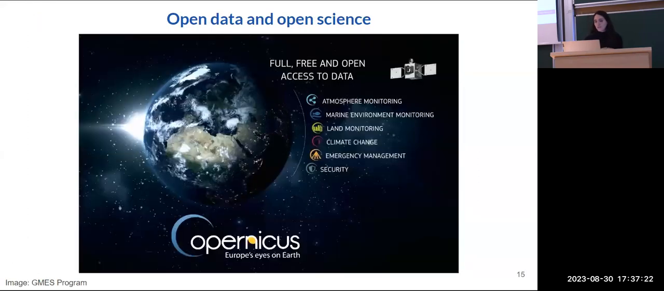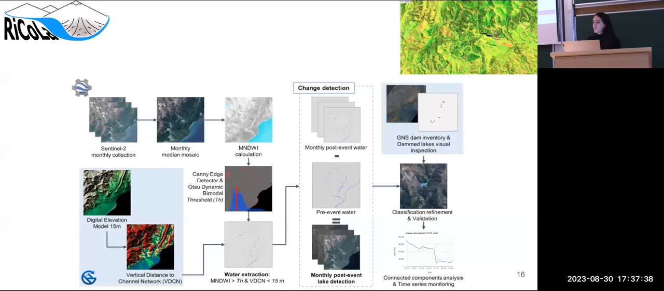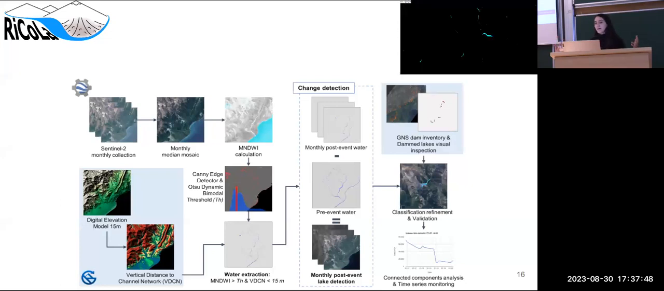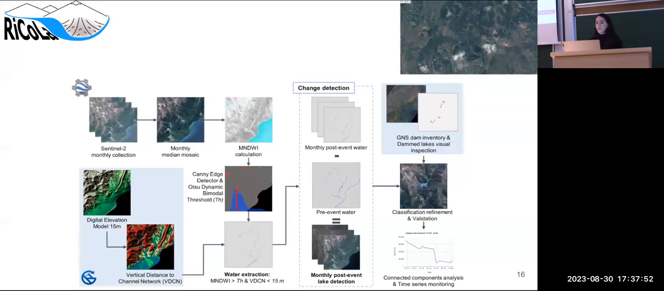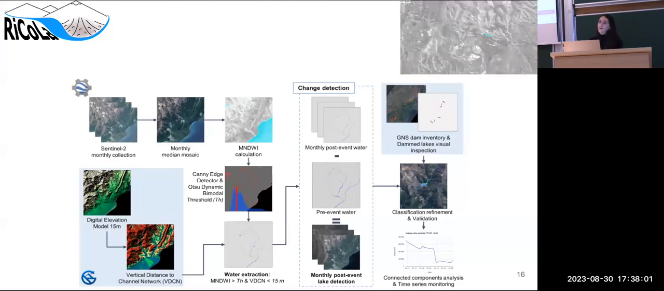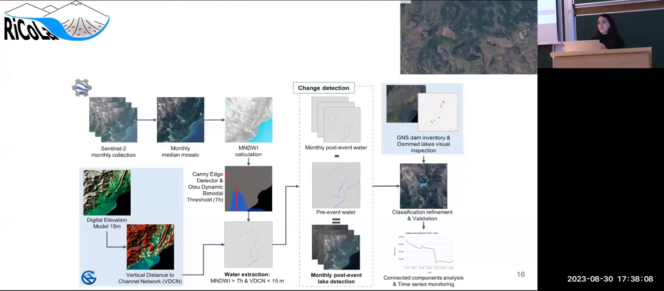To give you an idea, we work mainly with Copernicus data, because as I say, it's full, free and open access. When I first joined the group, I was given the task to map landslide dam lakes in New Zealand. I thought, okay, this is a great opportunity to start working with big tons of data. I chose Sentinel-2 and I chose Earth Engine to do that. Initially I was quite happy with that, of course, because I thought, okay, I can just work on the cloud. I don't need to download a bunch of data. I can just process everything and I get these amazing results.